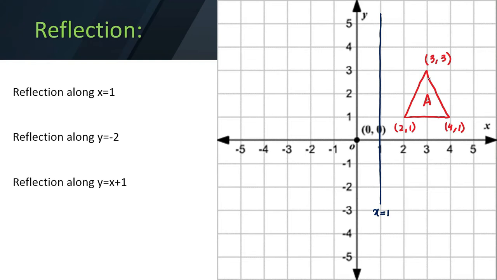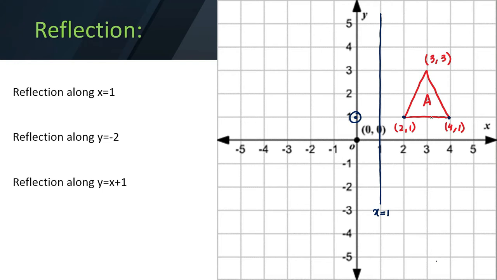What we will do, we will check how far each vertex is from this line. Then we will mark the same distance on the opposite side of this line of reflection. For example, we can see that this vertex has one box distance from this line of reflection. So on the opposite side, we will mark one box.